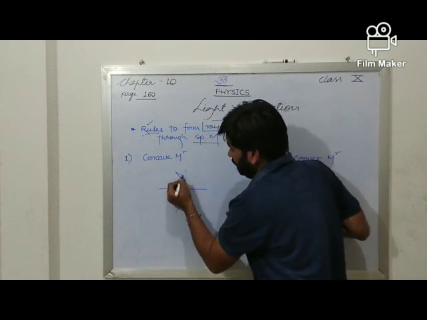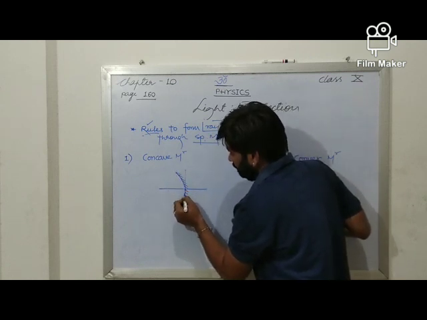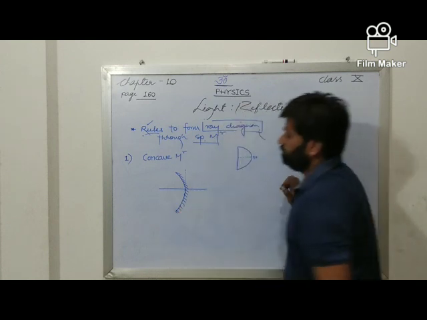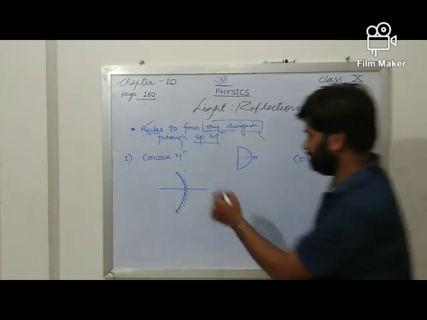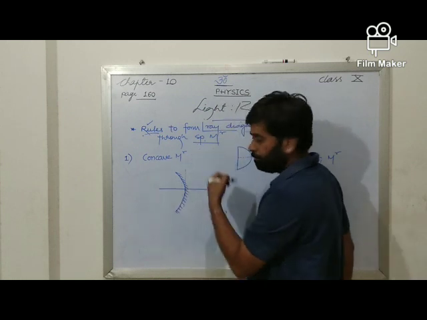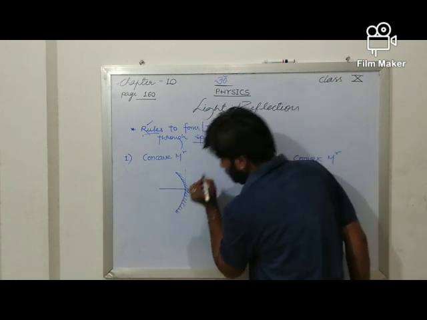Then the back side portion, as we have already seen, will be what? This will be the non-reflecting part. If this will be the non-reflecting, this will be the reflecting part. This particular point is O.